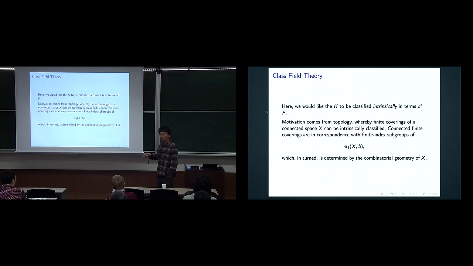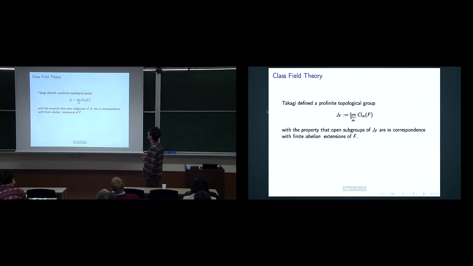So in that sense, this kind of intrinsic invariant in topology allows us to classify the covering spaces of things that lie above X. And class field theory also attempts to do something similar by trying to find an arithmetic substitute for this kind of thing. So what does the Artin-Takagi theory do? By the way, I often make mistakes when I state theorems of class field theory. So fortunately, there are many experts in the audience to correct me.